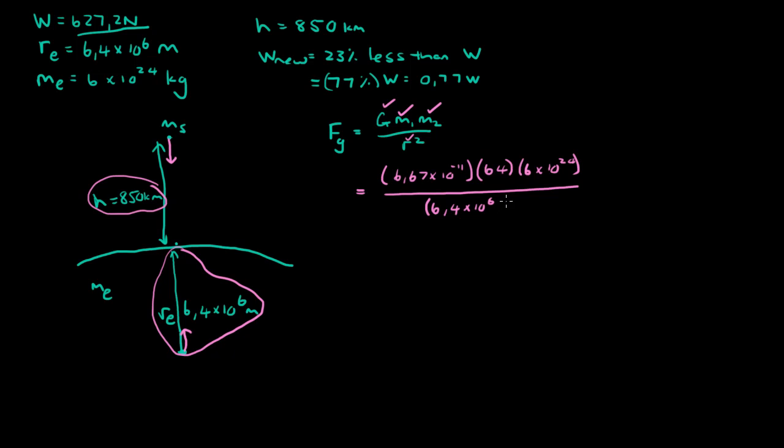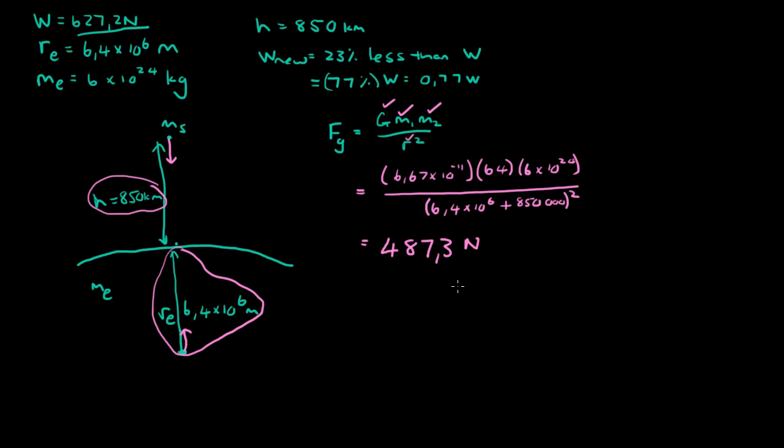So how many meters is that? 850 kilometers is 850,000 meters. And then we square it. That's really crucial, to square the total distance. Okay, you can't square individual ones. You have to get the total distance, square that, and work that out on your calculator. And you should get 487, you can round up, 3 newtons.